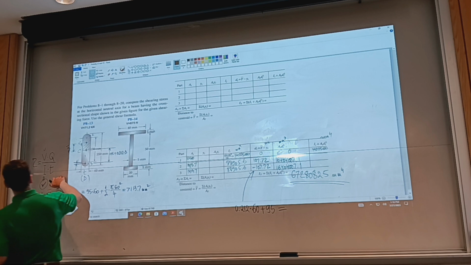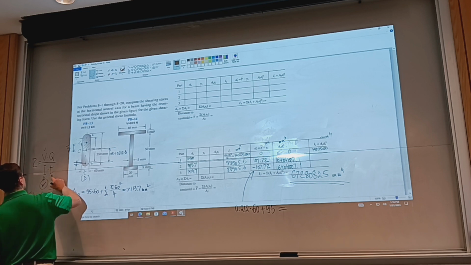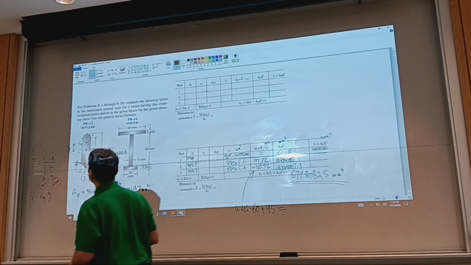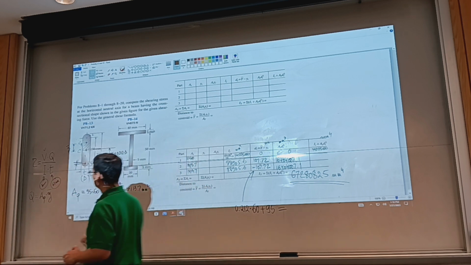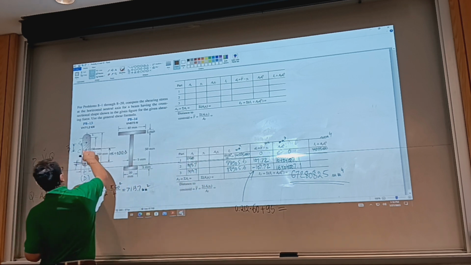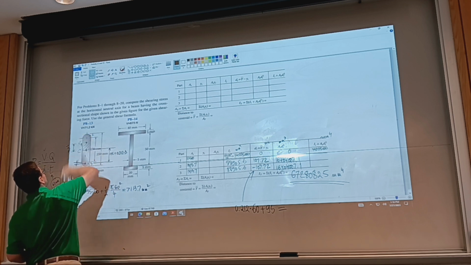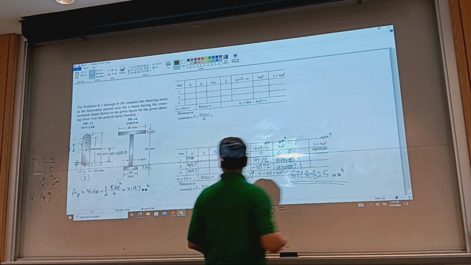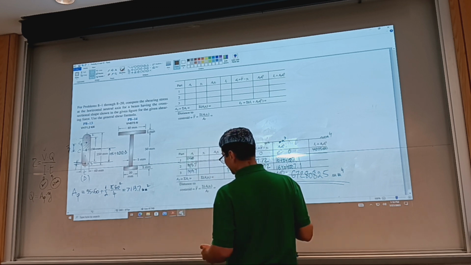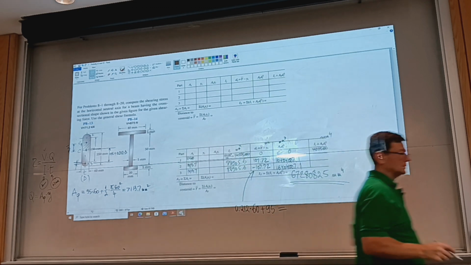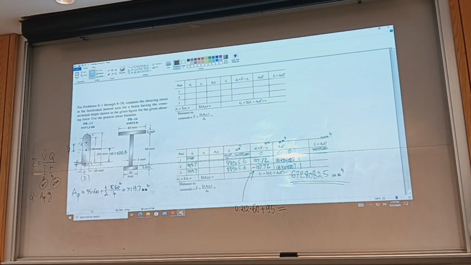T is known from the figure, 60 millimeters. And then I'm left, like I said, with finding the first moment of area. I need the area above the line, the section where I'm evaluating the shear stress. So, another exercise of centroids. We need to adjust the centroids. So I'm going to lower this.